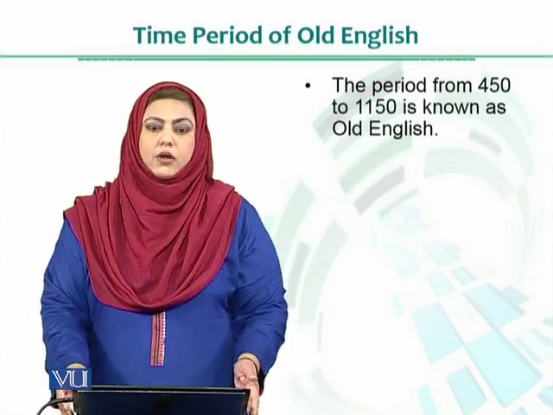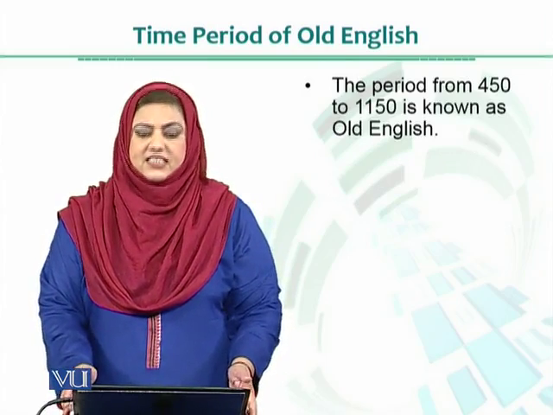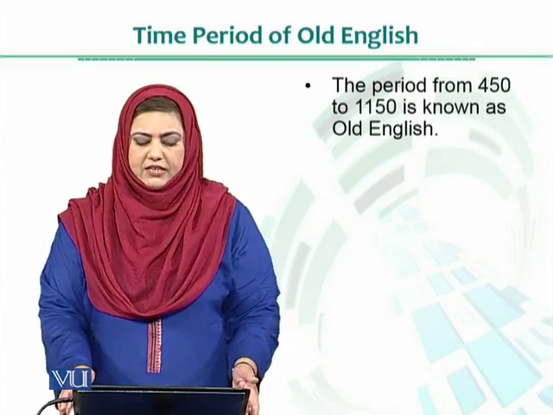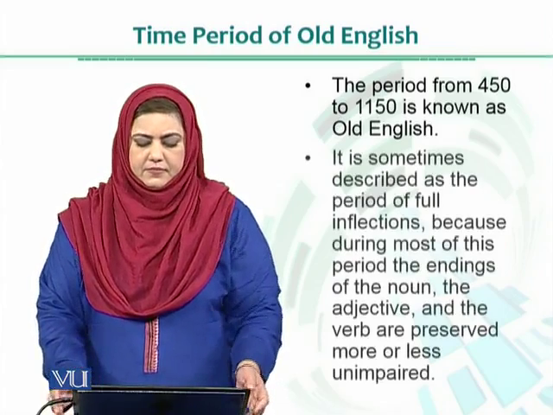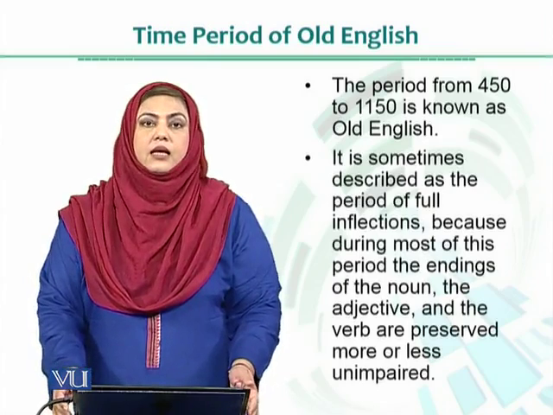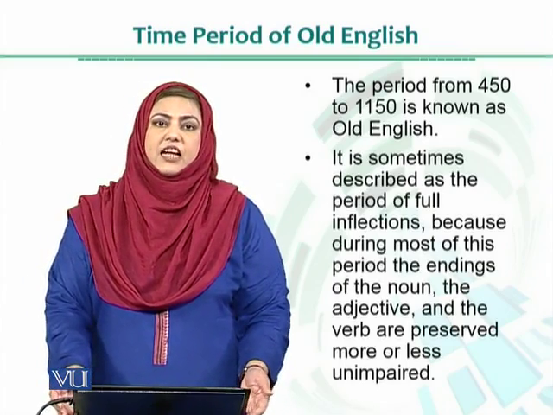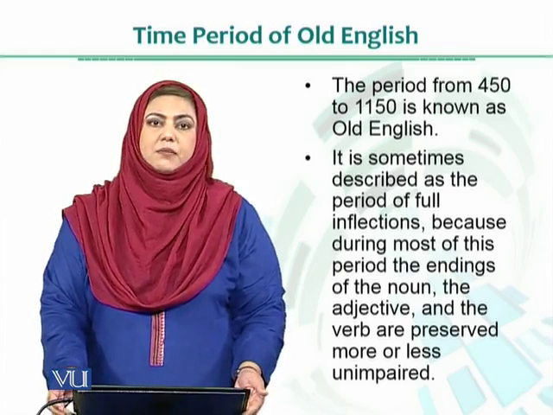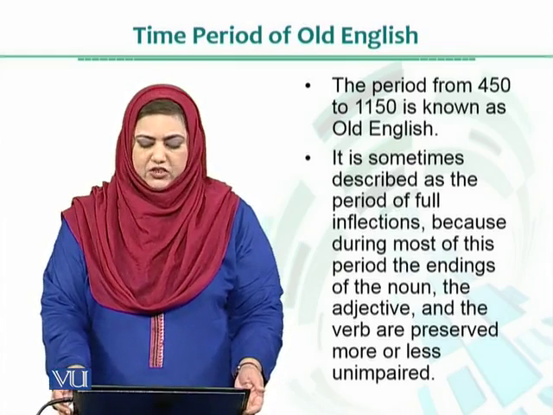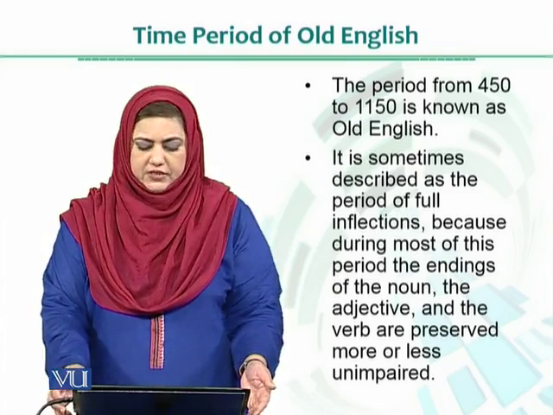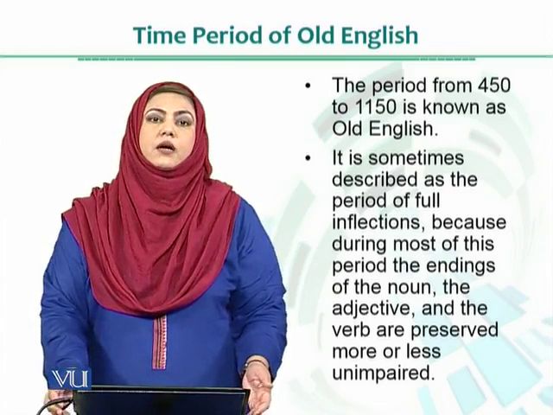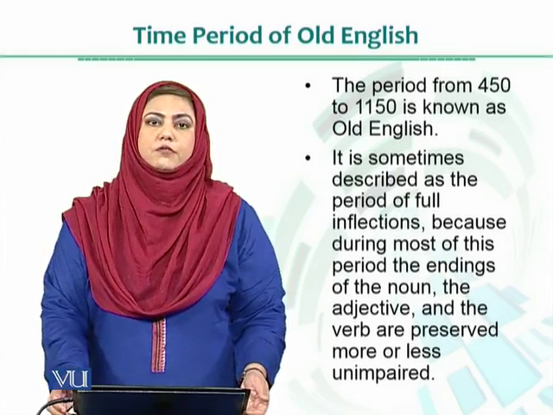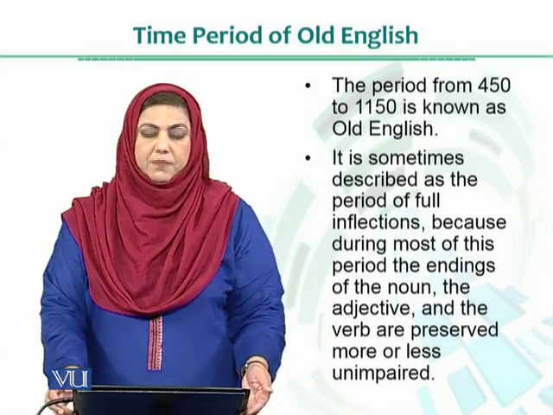When we talk of the Old English period, we can distinguish it by marking it from 450 to 1150. How is this period generally described? Well, most of the time this period is referred to as a period of full inflections, because during most of this period, the endings of words such as nouns, adjectives or verbs had full inflections.